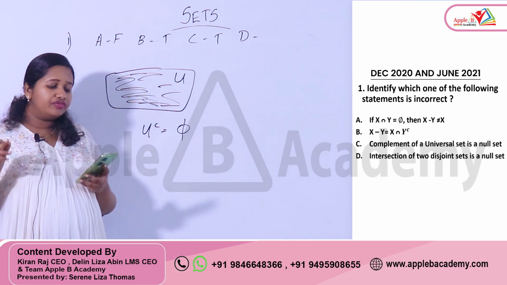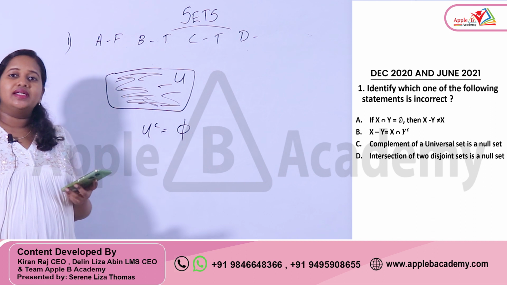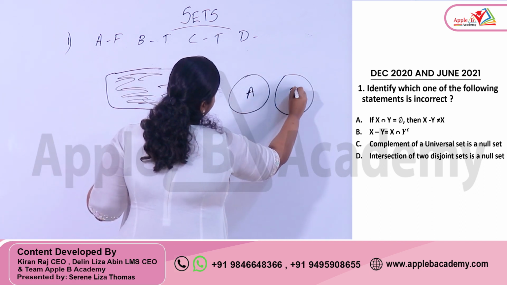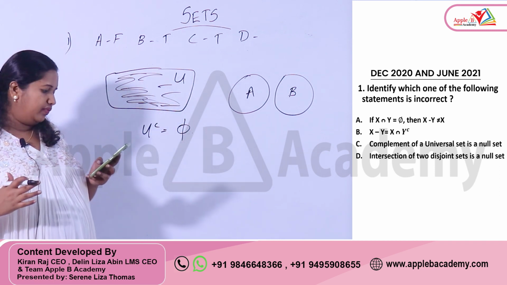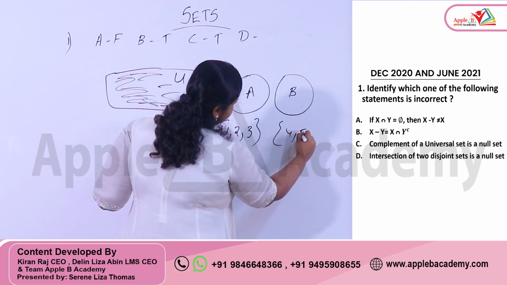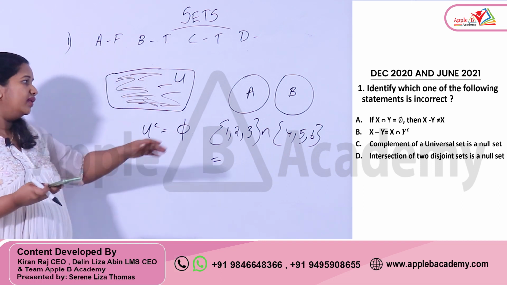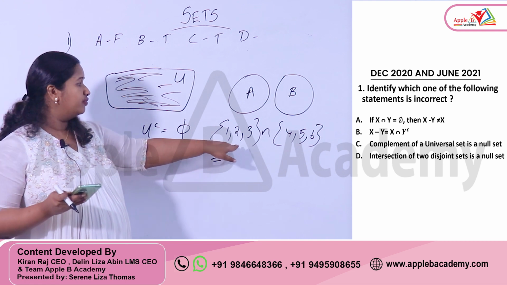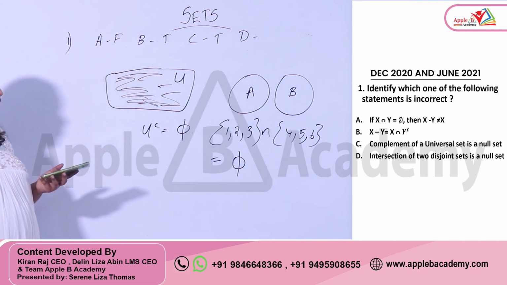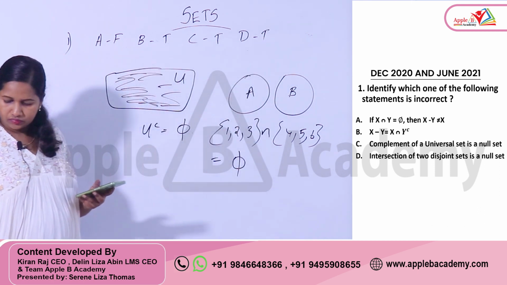Now, D is intersection of two disjoint sets is a null set. What is a disjoint set? Disjoint set means there is nothing common between those two sets. This is how we represent two disjoint sets, A and B. For example, if A is 1, 2, 3, B is 4, 5, 6, the intersection of A and B gives you a null set, since there is nothing common between A and B. So, option D is also true, clear.